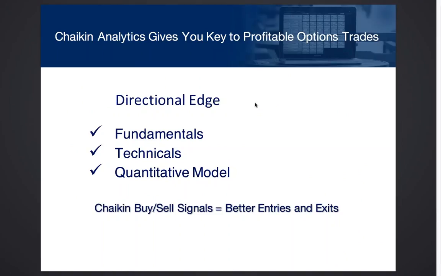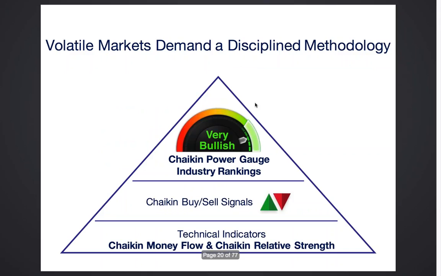They were making wild bets on out-of-the-money options with short time to expiration. That's a loser's game. But what I tried to show them was that if you had a directional edge, and back then all I had was technical analysis to give them that, now we combine fundamentals with technicals into a 20-factor quantitative model, and then we give you Chaikin buy and sell signals to better time your exits and entries. So the real key to profitable options trading is focus and a directional edge.